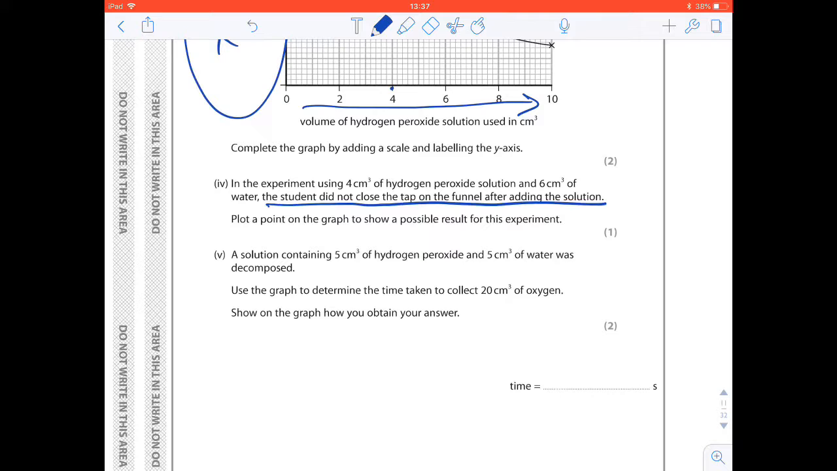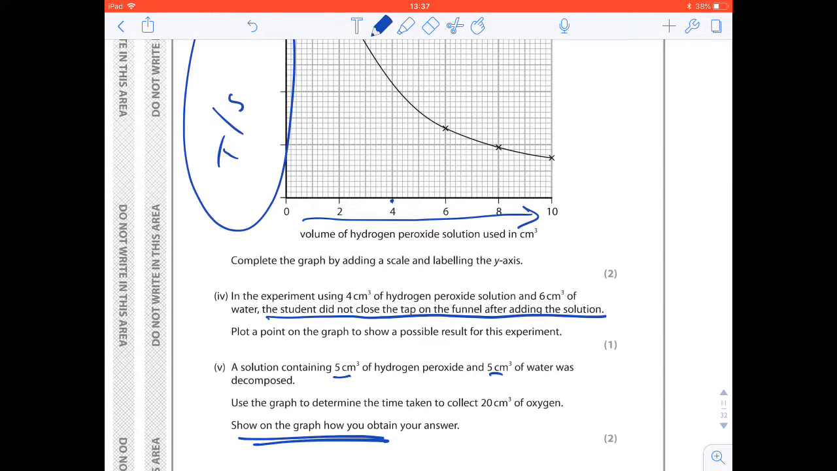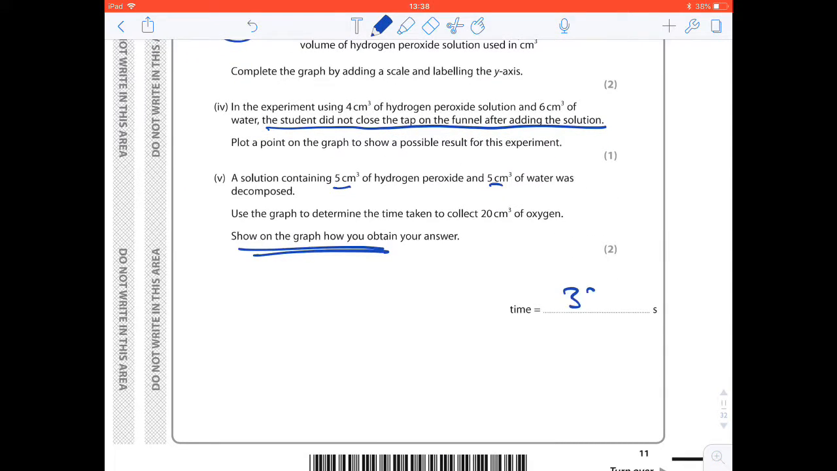Then this is a key bit of exam technique. Show on the graph how you obtained your answer for the 5 and 5 result. So you had to look at the value on the x-axis for 5, draw a nice straight line going up, straighter than mine, and then coming across. And if you read off the y-axis, you ended up with a value of 32 seconds.